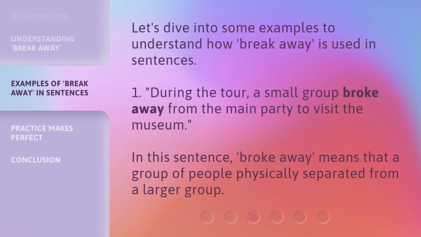Let's dive into some examples to understand how break away is used in sentences. 1. During the tour, a small group broke away from the main party to visit the museum. In this sentence, broke away means that a group of people physically separated from a larger group.